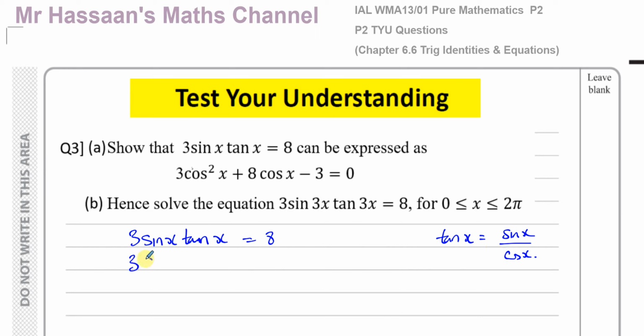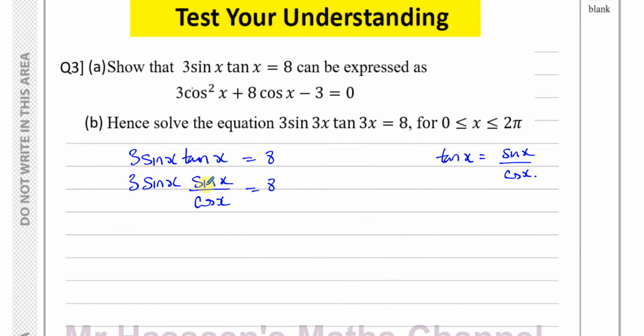So we have 3 sine x times sine x divided by cosine x equals 8. This will now lead us to 3 times sine squared x over cosine x equals 8, because sine x times sine x is the same as sine squared x. That means sine x multiplied by itself, sine x all squared, but we write it as sine squared x.